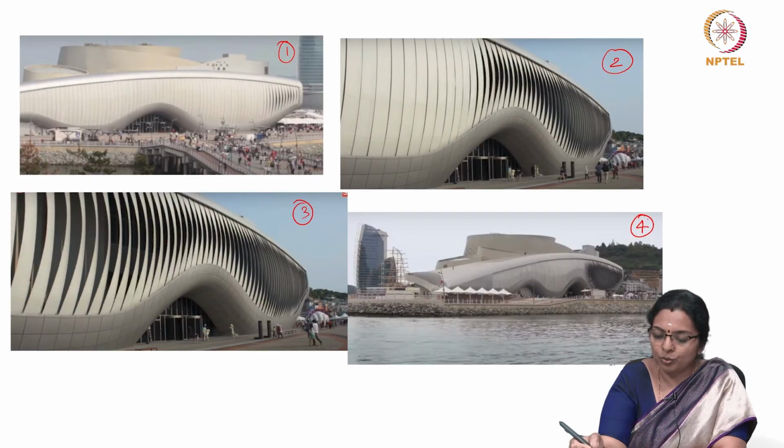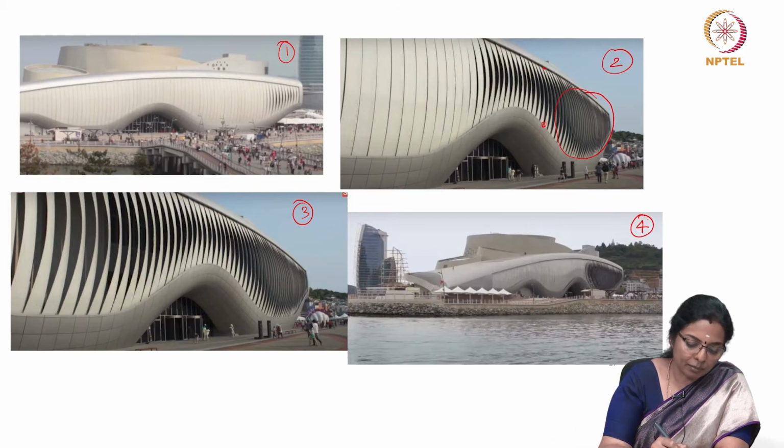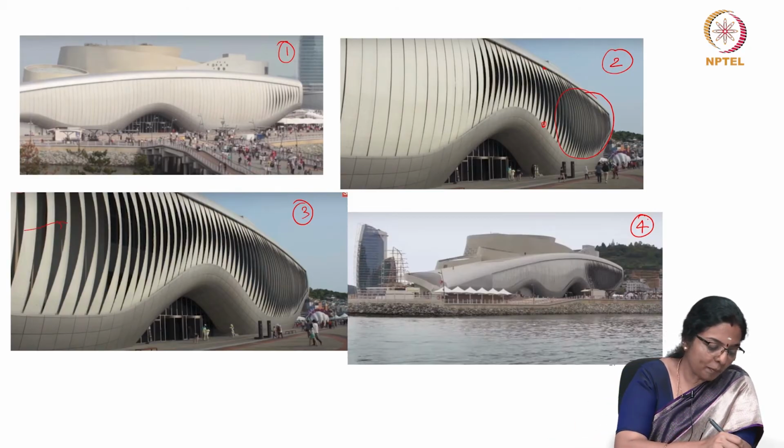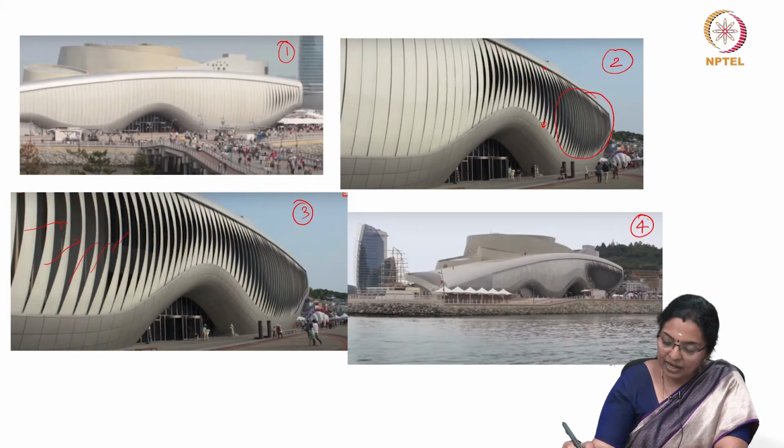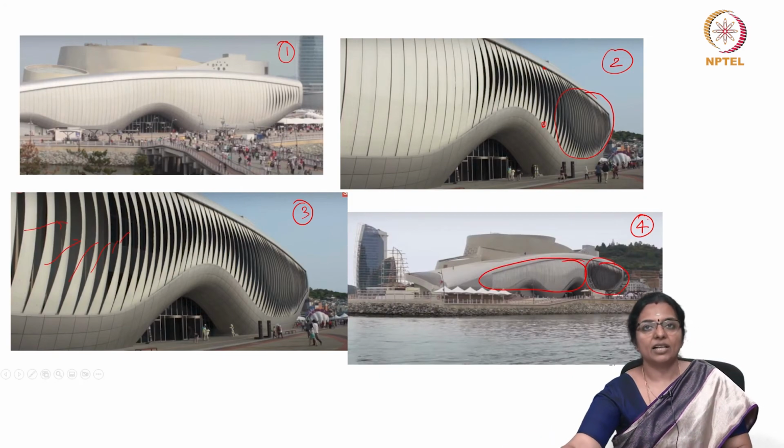Whereas in picture 2, you can see that the fins gradually open up. They rotate along while they are anchored at the two ends. They open up and it allows a breeze to enter inside. If you see picture number 3, this is opened up quite a bit, and in picture 4 a part of it is opened up and a part of it is completely tight and shut.